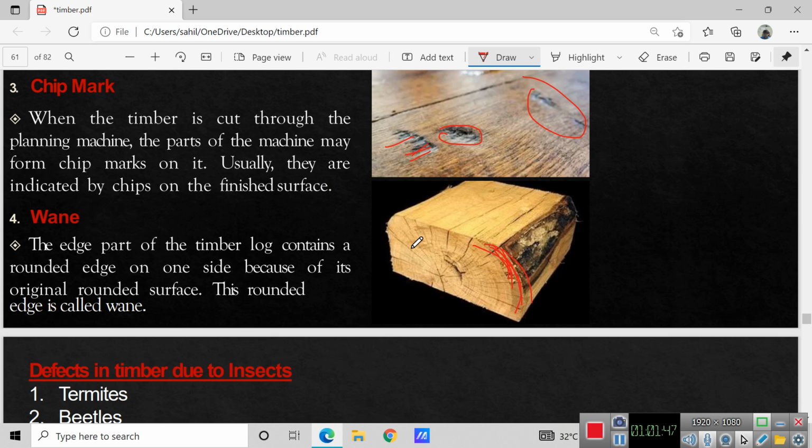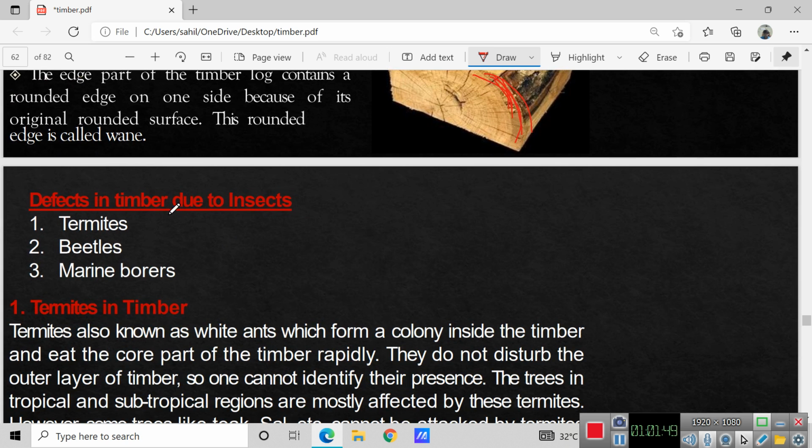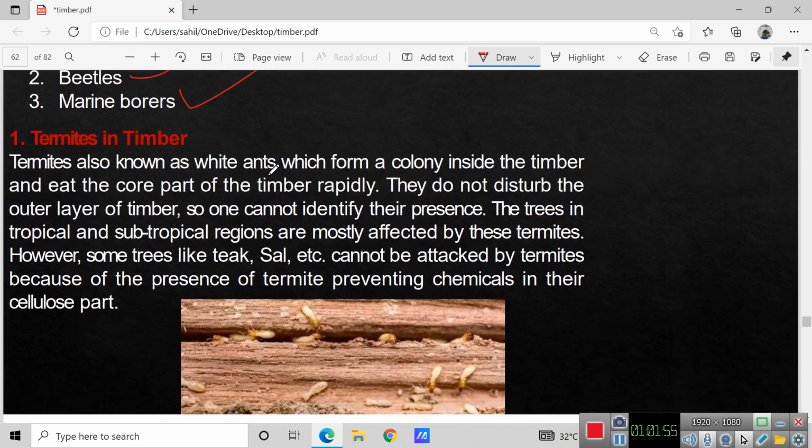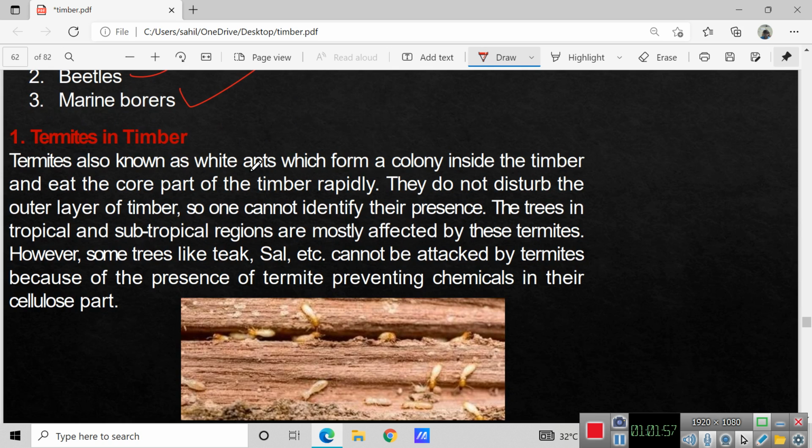Now, defects in timber due to insects. It can be termites, beetles, marine borers. Now, termites in timbers. Termites are also known as white ants, which form a colony inside the timber and eat the core part of the timber rapidly. They do not disturb the outer layer of timber, so one cannot identify their presence. The trees in tropical and subtropical regions are mostly affected by these termites.